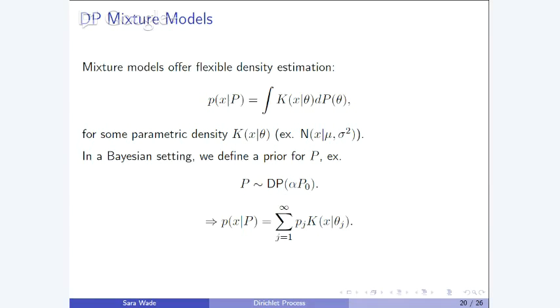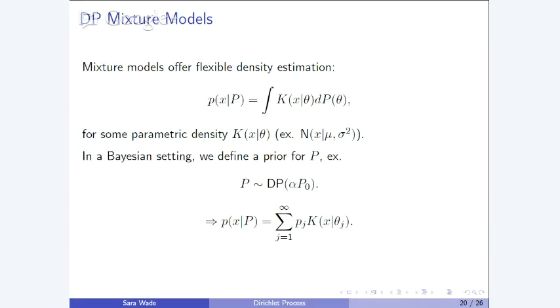Okay, so here is the definition of mixture models. We just say that the density of X given P is just a mixture of some parametric densities with parameter theta, and P here is the mixing measure over theta. So one example, we could consider a mixture of normals. In that case, theta could be just the mean, and then we would call this a location mixture of normals. Or it could be the mean and the variance, then we call this a location scale mixture of normals.